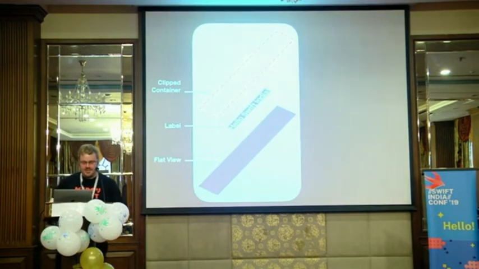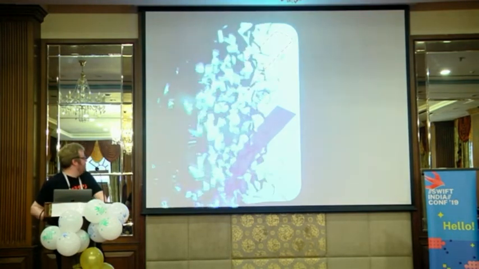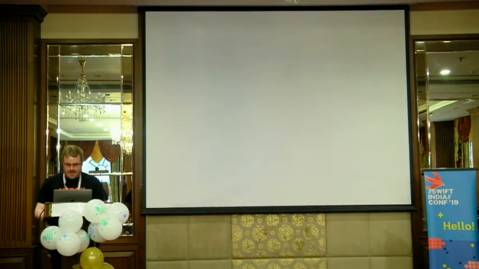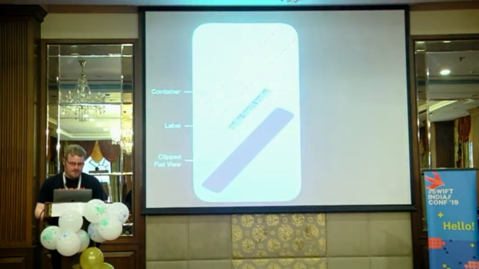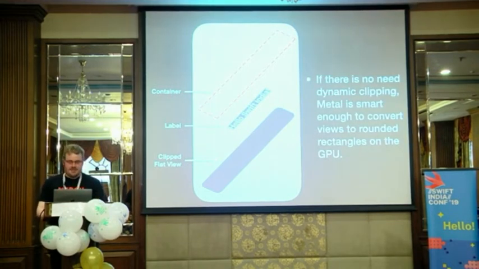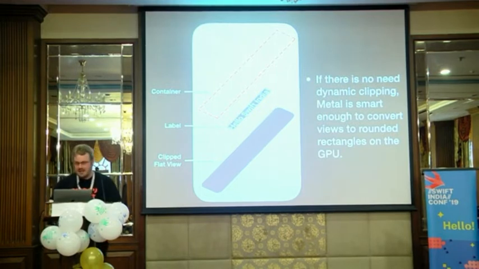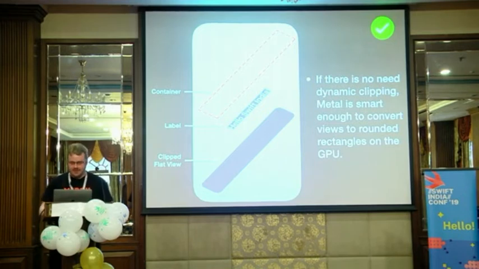Basically what they said is, all you need to do is, instead of clipping the container view, just clip the background view. So just apply corner radius to the background view. It's still a flat UIView, nothing else. And the good thing is when this happens, Metal is smart enough to apply a shader to it, and it just does this corner radius on the GPU. So this is really, really efficient. It's using the performance of Metal, and that's why they say it's practically free. So this is what they've told me is the best way to do it.